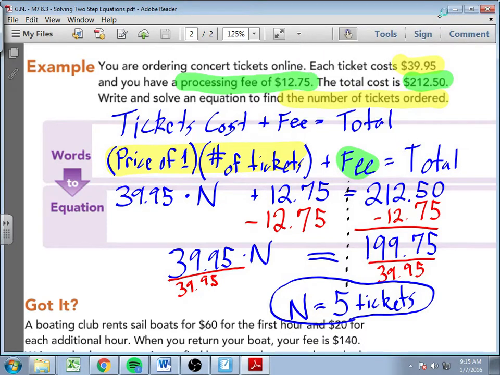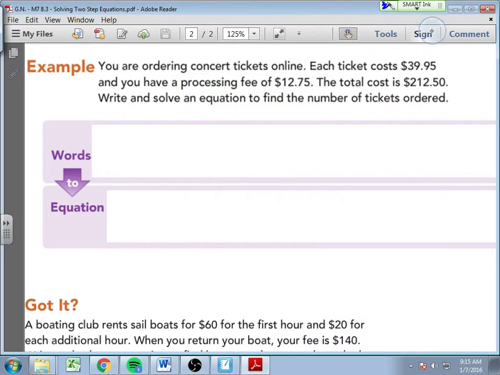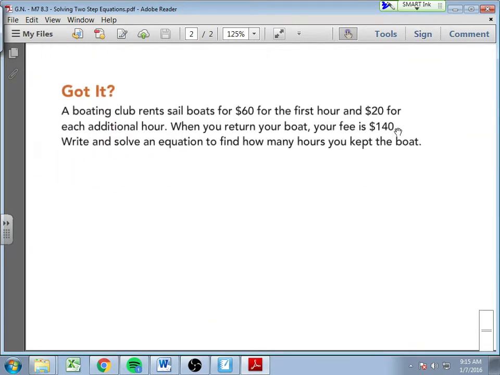Questions on what we just did? Any questions on setting it up or solving it? We're good? All right, try the got it on your own. In this situation, you are going to rent a boat. Now, what you know is it costs $60 for the first hour.